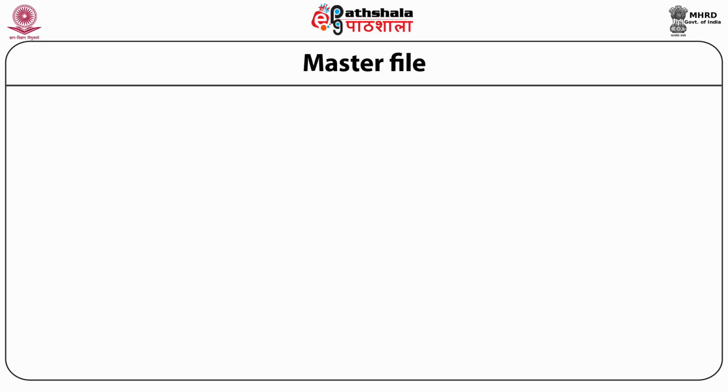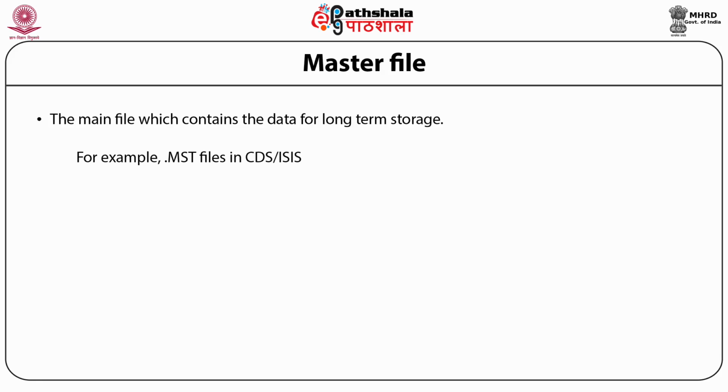Master file. Master files are the main files which contain the data for long-term storage, which can be read afterwards once it is stored. In a database management system, the actual data is stored in the master file. For example, in the CDS-ISIS database, we have a file with the extension .mst, which stores the actual data. Normally, this data is stored in a kind of binary format in CDS-ISIS.